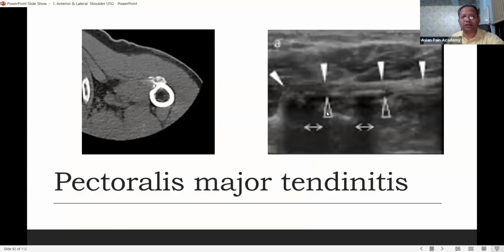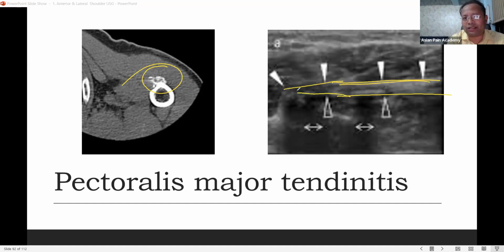Okay, pectoralis major tendinitis. This is also possible. Here you can see the MRI picture is better; the ultrasound picture is not very good. So here you can see this is the pectoralis major tendinitis. Here we can understand that this is the tendon. When it comes and joins here, the humerus is like this, and this is the insertion on the humerus.